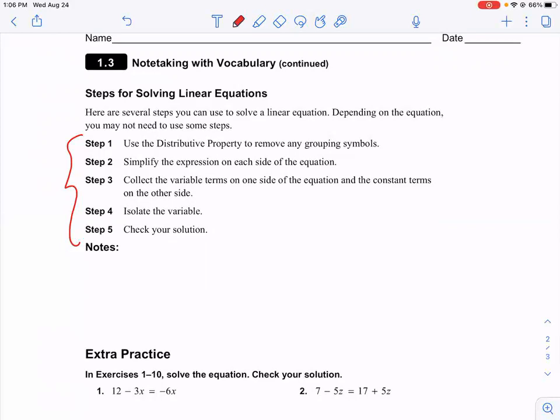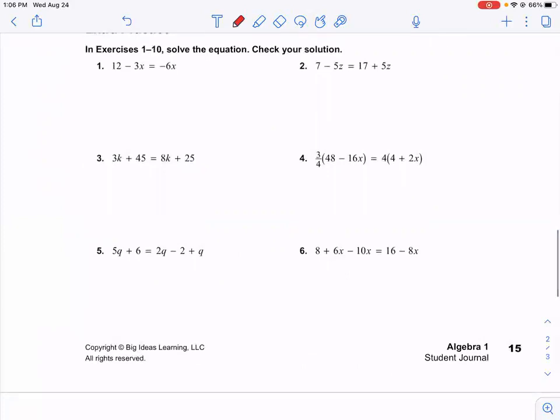So let's go ahead and start off with number 2 here. We're going to do problem number 2. What I'd like you to do is look at that problem and turn to your neighbor and agree on what our first step needs to be. Ready, set, go.